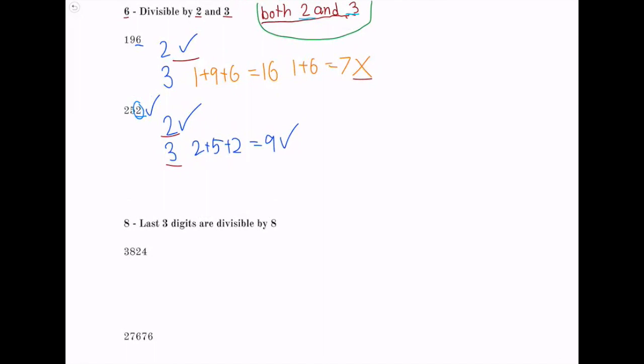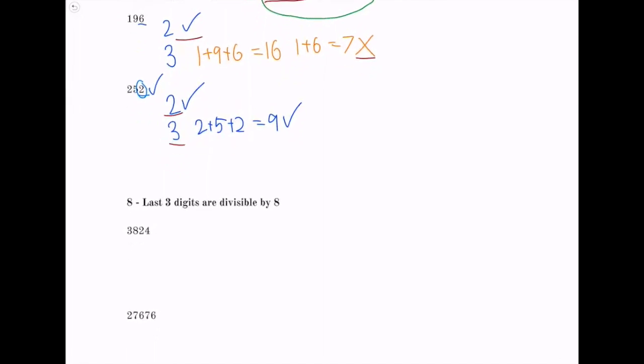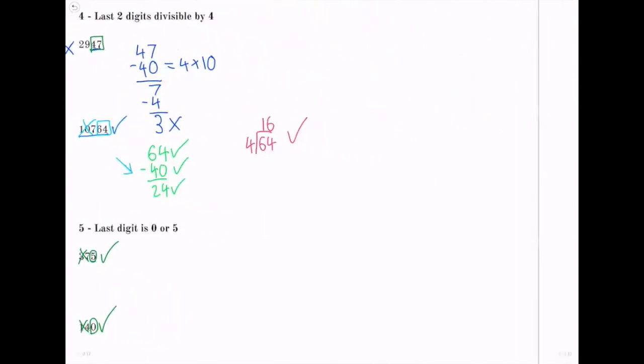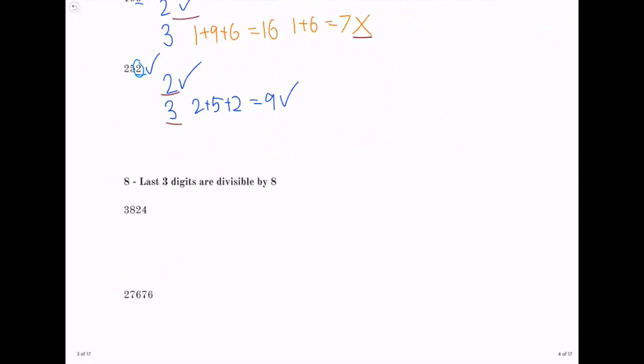No. Okay, let's try 8 then. So 8 is again very similar to 4. You know how in 4 we just looked at the last digits? 8 is very similar. Instead of looking at the last 2 digits, we look at the last 3 digits. So 8, 2, 4. We can ignore the 3. Now we just look at these digits here.